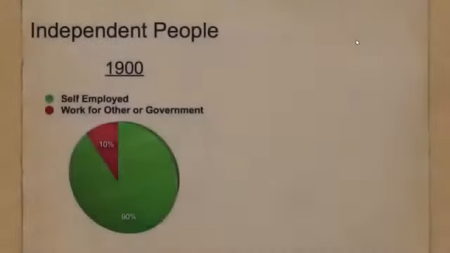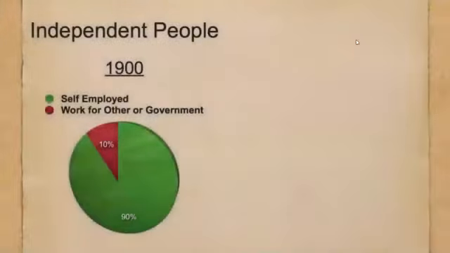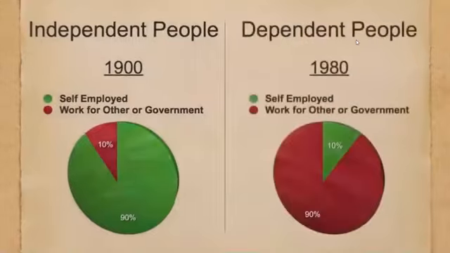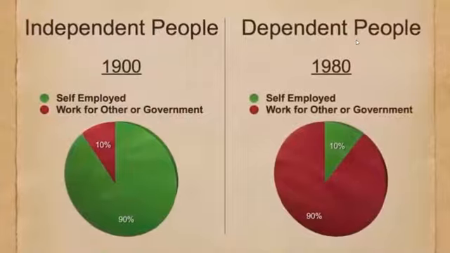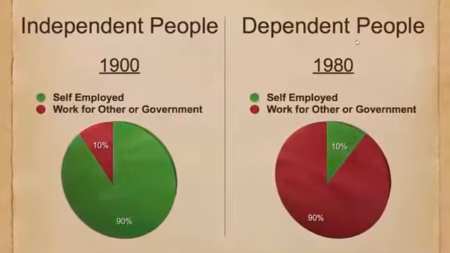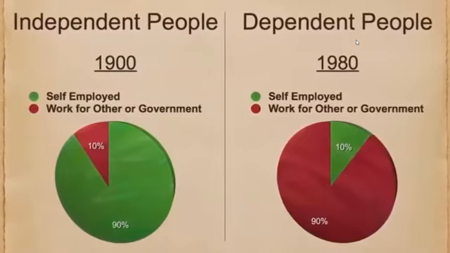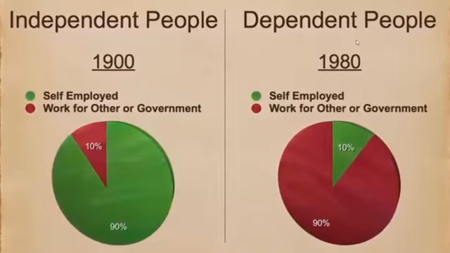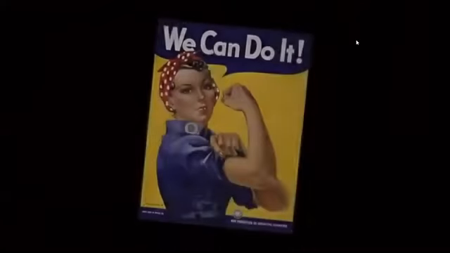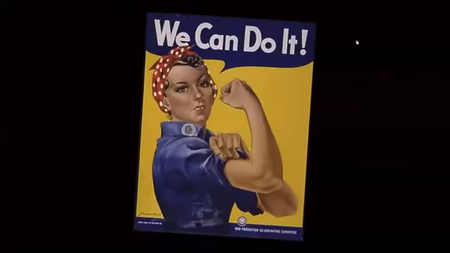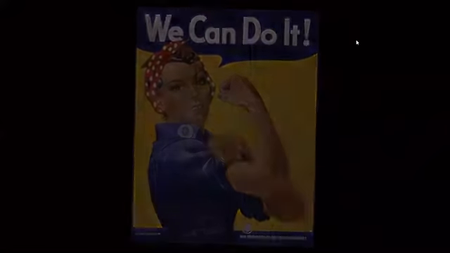At the turn of the century, in the year 1900, less than 10% of us worked for other people or the government. Over 90% of us were self-employed. We were an independent people. In 1980, only 80 years later, over 90% of us worked for other people or the government. Less than 10% of us were self-employed. We changed from an independent people to a dependent people. We'd slowly shifted from a people who took full responsibility for everything that happened to them to a people who've become talented and practiced at the art of blaming others for their problems.